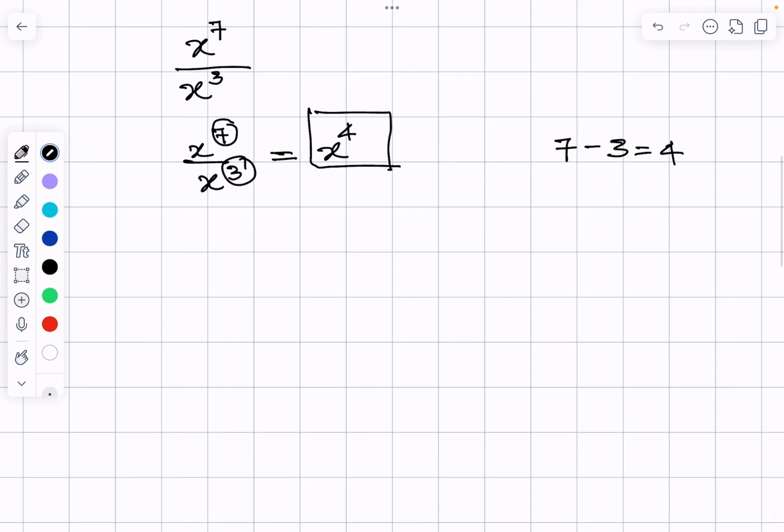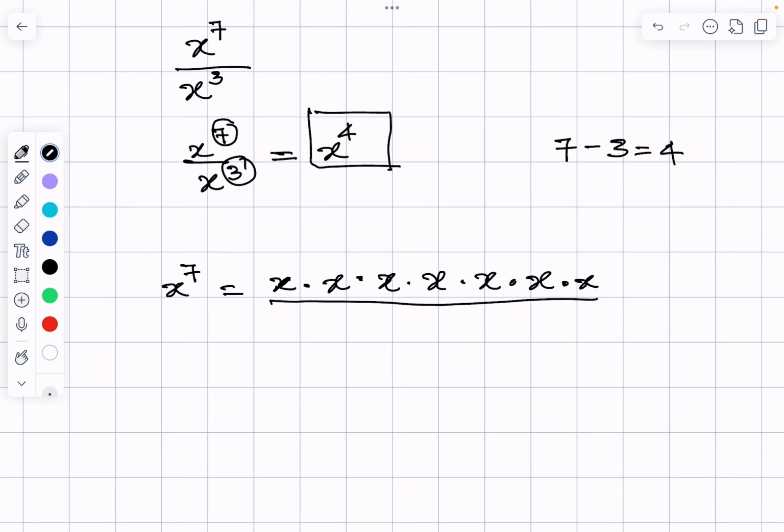So the answer is x to the 4th power. Let's prove this. So x to the 7th means 7 times x: x times x times x times x times x times x times x. Over here 7. Then x to the 3rd power means we'll write 3 times x: x times x times x. Over here 3 times.